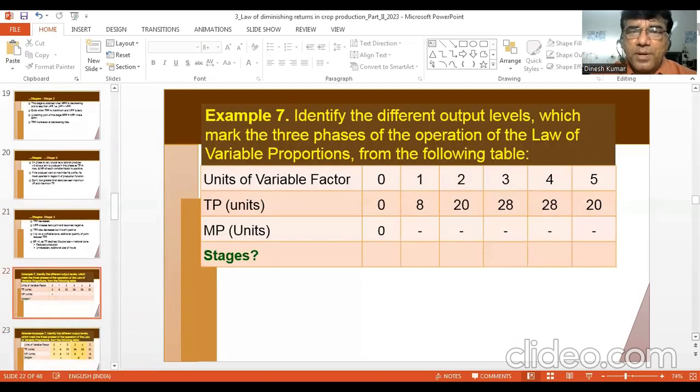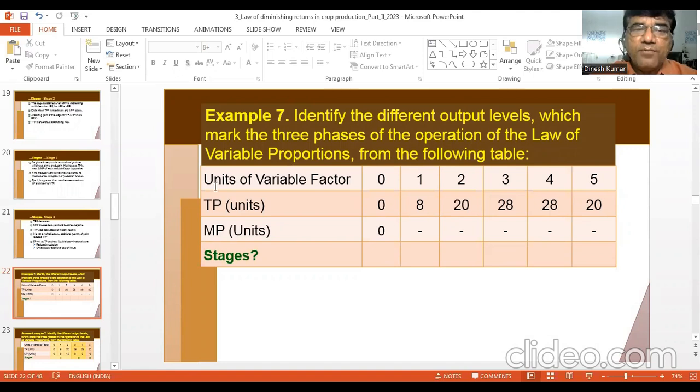Now let's see some examples. Identify the different output levels which mark the three phases of operation of the law of variable proportion from the following table. So friends, I am giving you some examples or numericals that you can do yourself. I will share this PowerPoint presentation, maybe in the next two to three days.